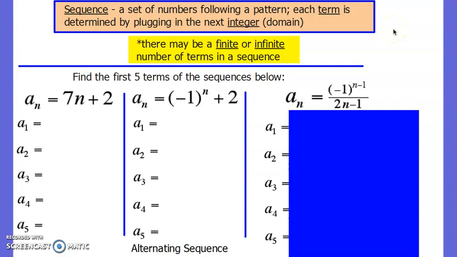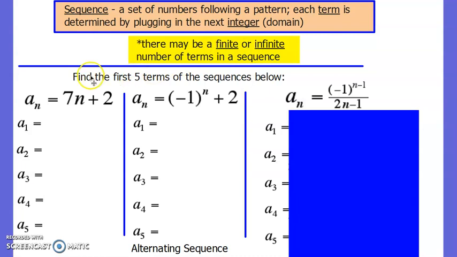Alright, this video is going to talk about what we call a sequence. A sequence of numbers is just a set of numbers that follows a pattern. The nice part about a sequence is, unlike a function, where we plug in anything we want, so a lot of times the domain is all real numbers, might include fractions and decimals. For a sequence, the domain is the integers. We only ever plug in nice round whole numbers or sometimes negative numbers.